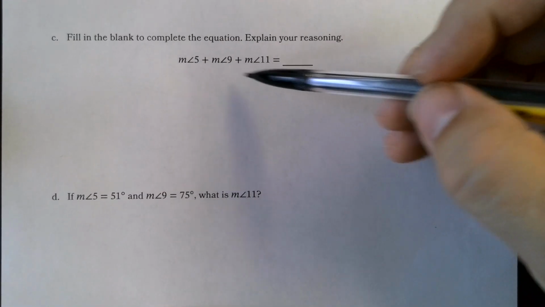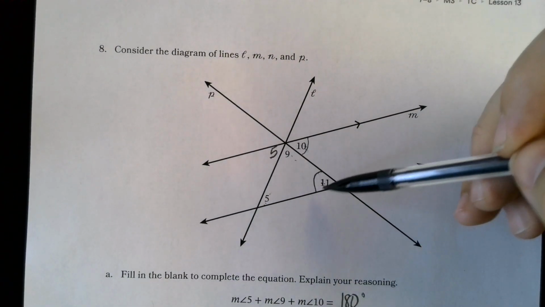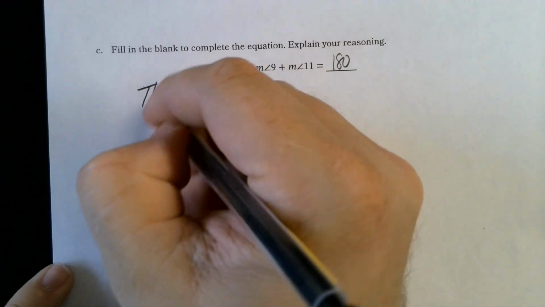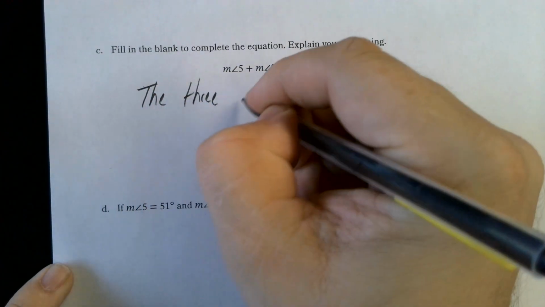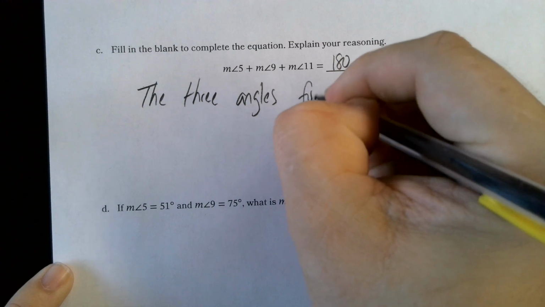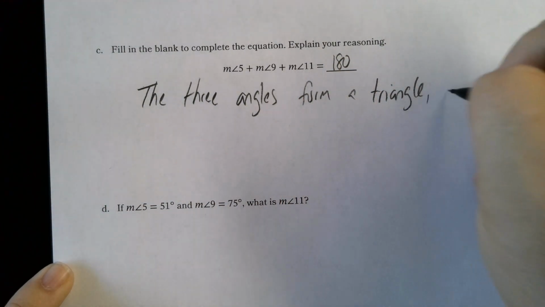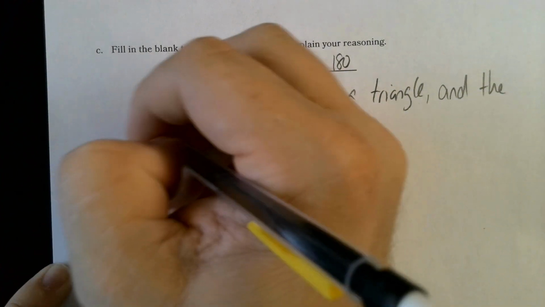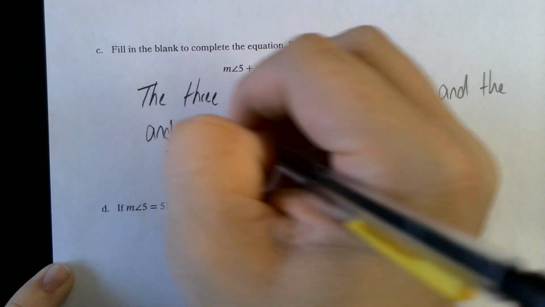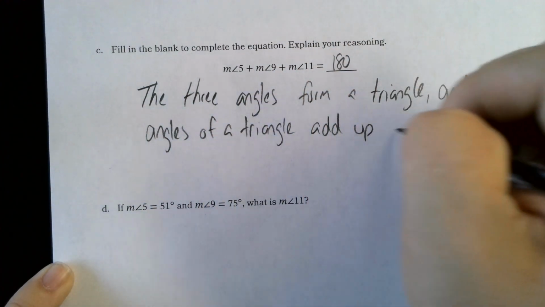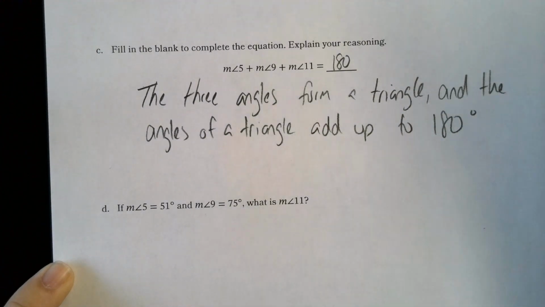Question 6. So we just talked about that. 5, 9, and 11 make up a triangle, and a triangle is 180 degrees. We would say the three angles form a triangle, and the angles of a triangle add up to 180 degrees.